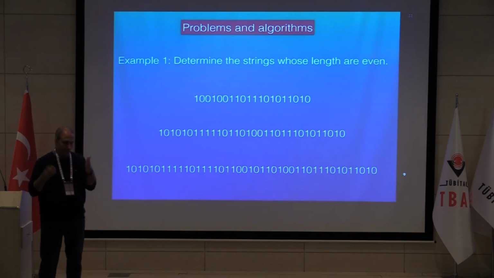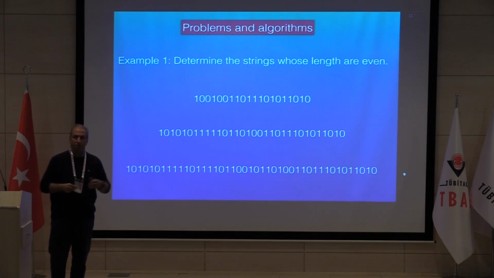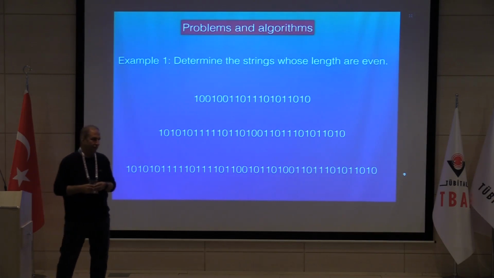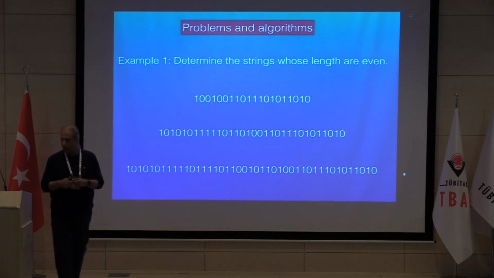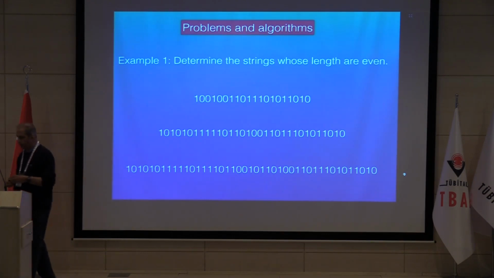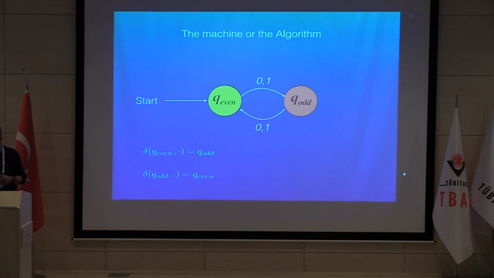We cannot go through thousands of digits and decide whether the number of digits in this string is even or odd. We want an algorithm. And the algorithm is very simple. In an abstract way, you can think of this.